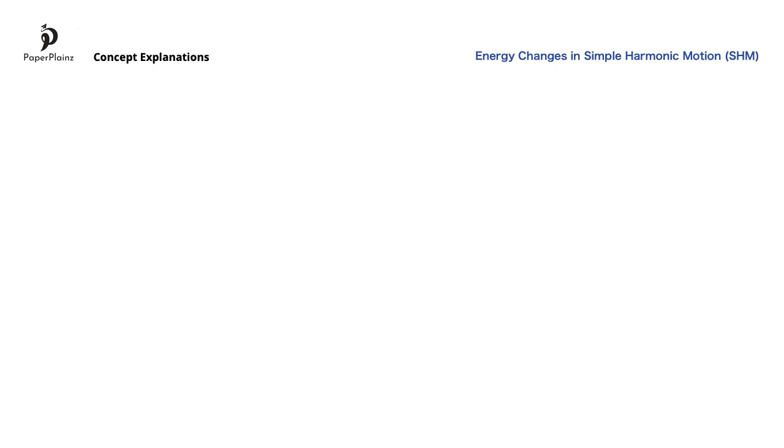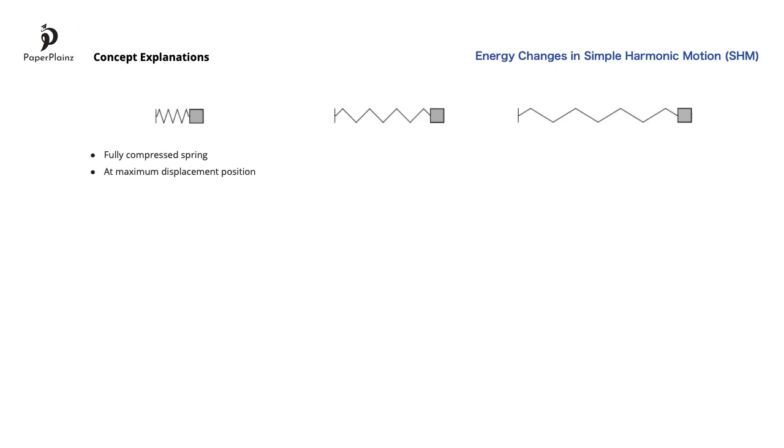Picture the spring in three different positions while it oscillates: when it's fully compressed, when it's uncompressed, and when it's fully stretched. As you can see, there is a small object attached to the spring. As the object oscillates back and forth and the spring reaches its fully compressed position, the object is at one of its maximum displacement positions.